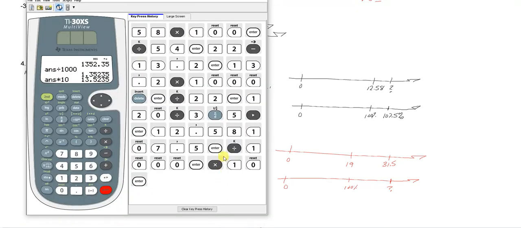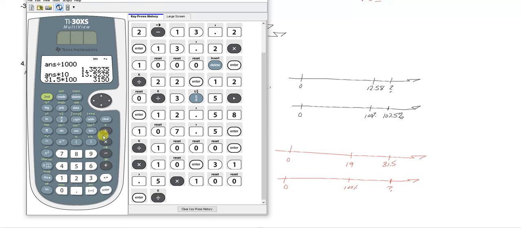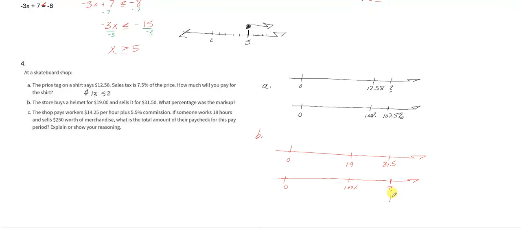Cross multiply and divide. 100 times 31.5. So 31.5 times 100, and then divide by 19. And so they have marked it up to about 165.8. So that is about a 65 8/10, about a 66% markup. So I'm going to say about 66% increase.